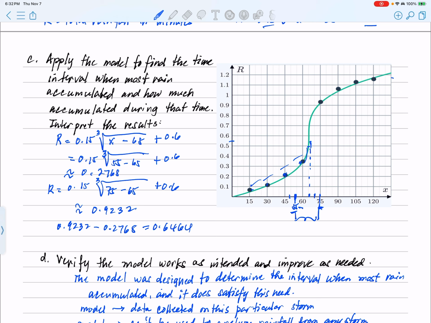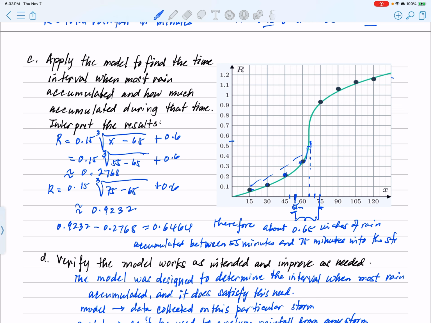Therefore, we could say that, if we round this up, about 0.65 inches of rain accumulated between 55 minutes and 75 minutes into the storm. So there is an accumulation of 0.65.